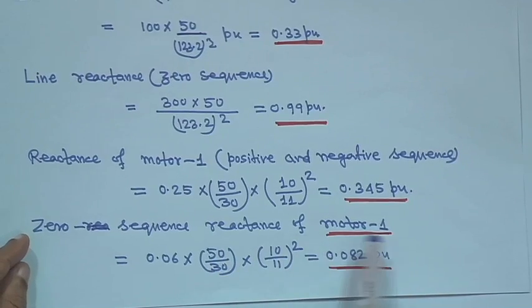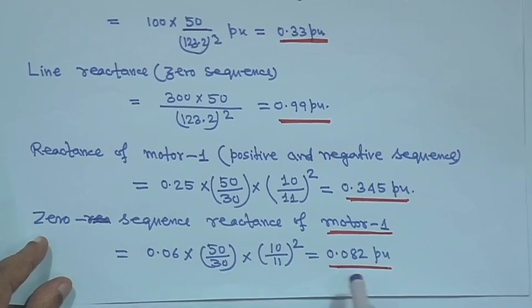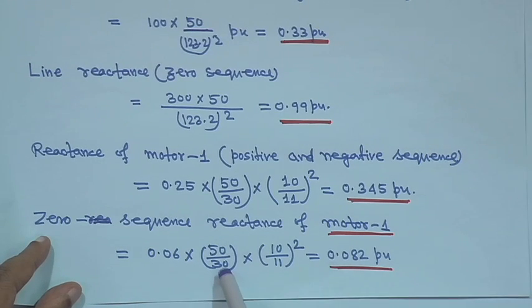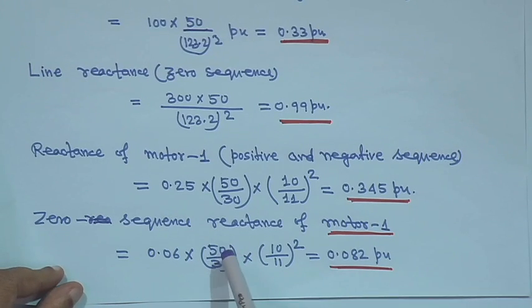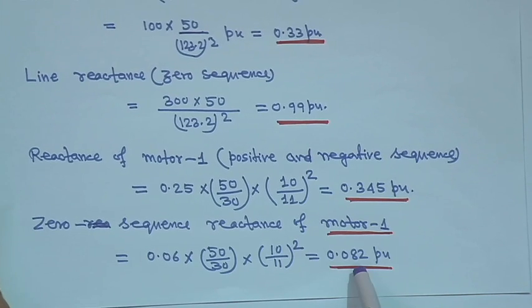Now, the zero sequence reactance of motor 1 was given as 6%. Same way you bring it to the new base. So 0.06 into 50 upon 30, because the motor rating is 30 MVA and 50 MVA is the common base, right, into 10 by 11 whole square, that will become 0.082 per unit. This is the zero sequence reactance.